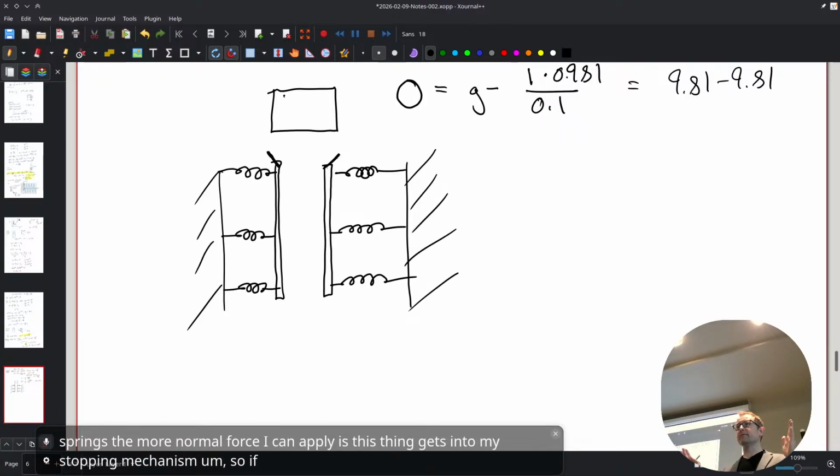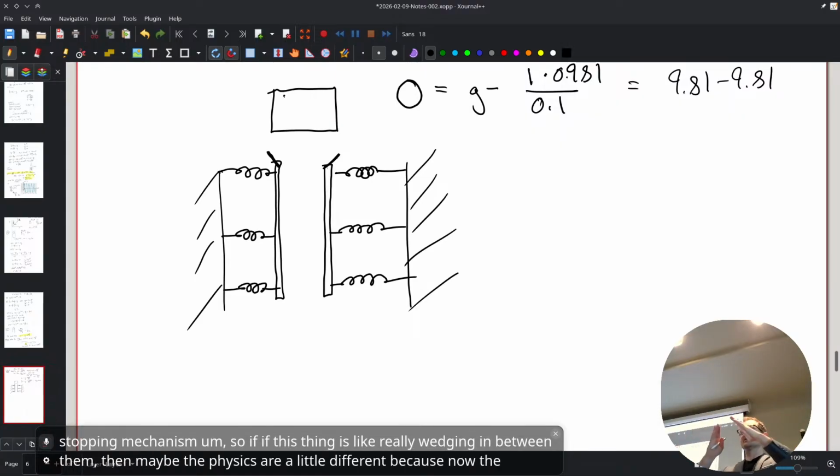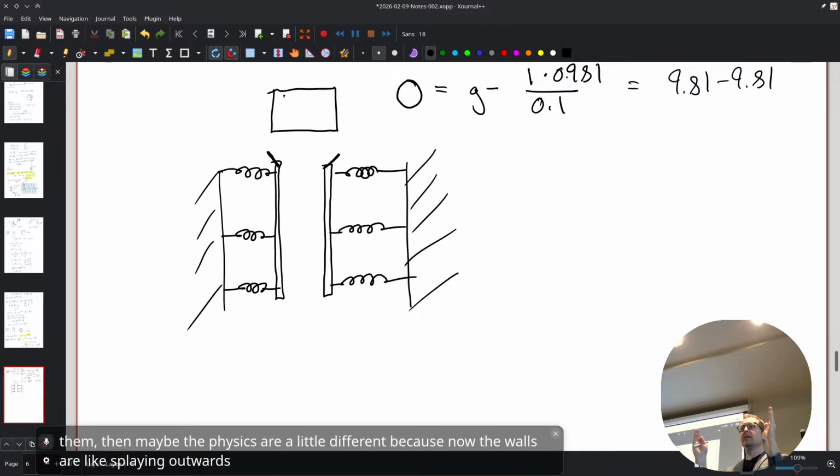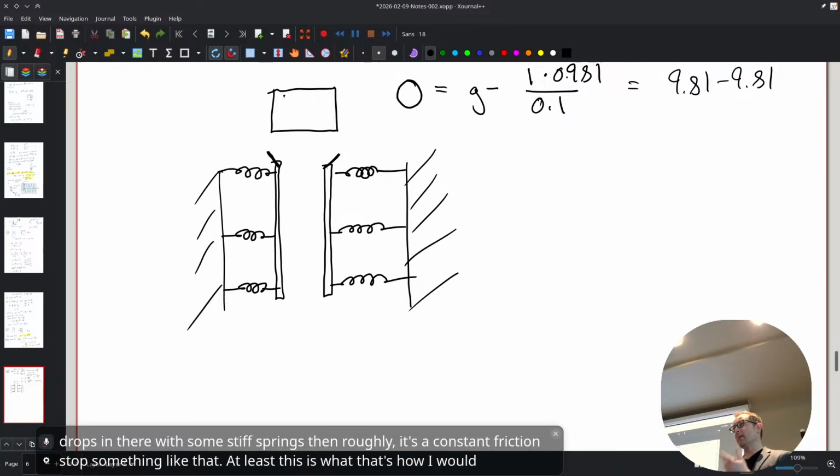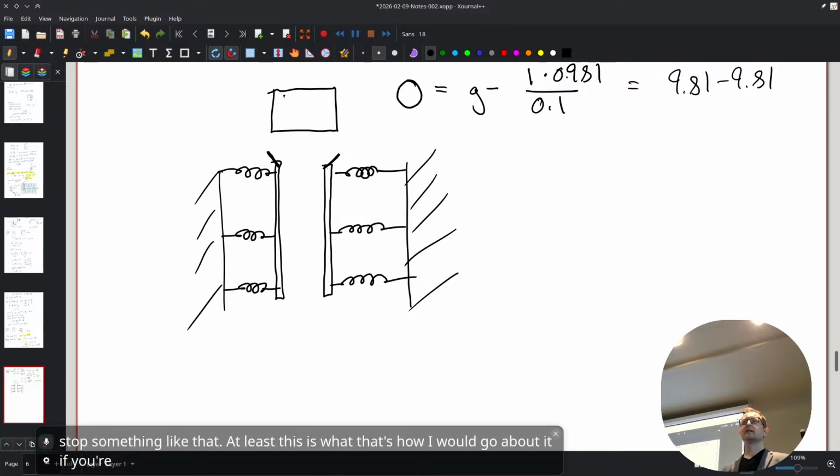So if this thing is really wedging in between them, then maybe the physics are a little different because now the walls are splaying outwards. But if it's just a little bit of deflection as this thing drops in there with some stiff springs, then roughly it's a constant friction stopper, something like that. At least that's how I would go about it. Not that you asked how Professor Cooper would do this, but that's how I would do it. Does that sound possible?